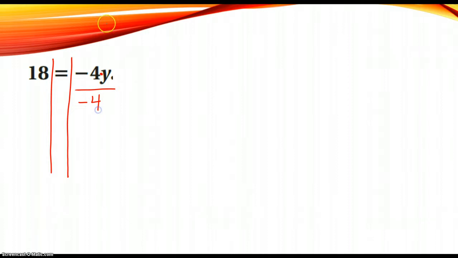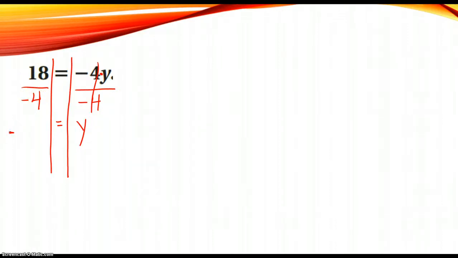So we're going to divide by the number connected to our variable, which is -4. So 18 divided by -4. Bring down our equal sign. Those -4's cancel out, and we're left with just y. Now 18 can't be divided by 4 evenly, so we will have some sort of mixed number, or we could just simplify here. Since we're doing a positive divided by a negative, it will be a negative.